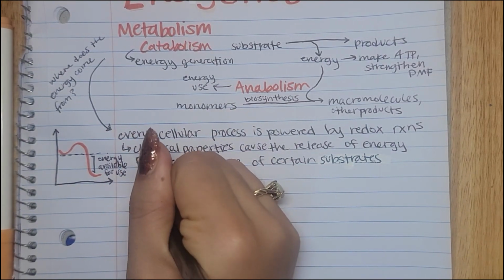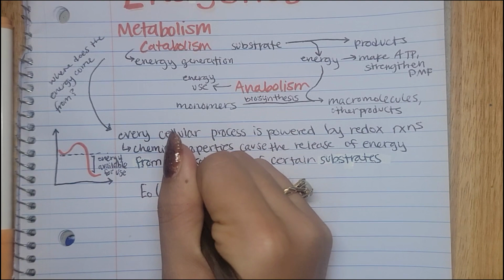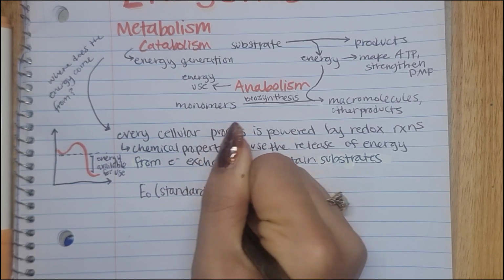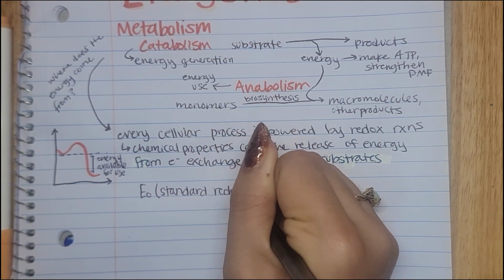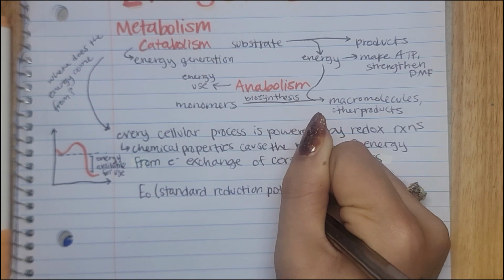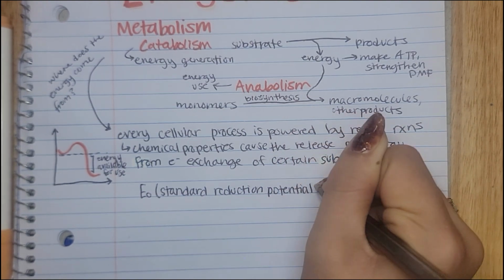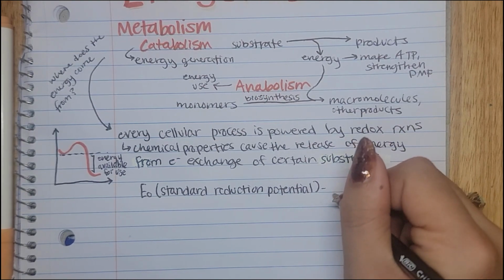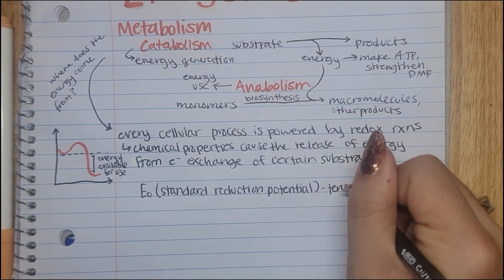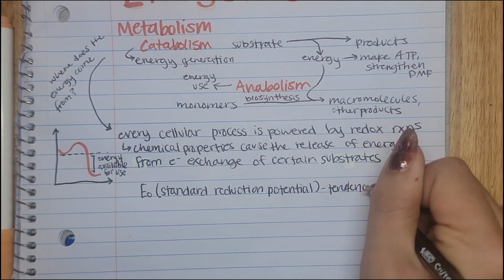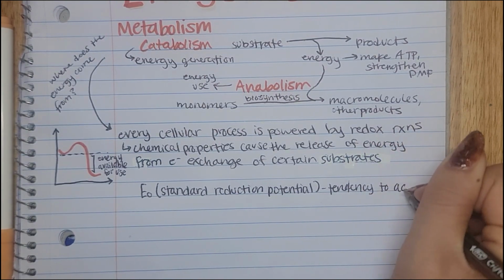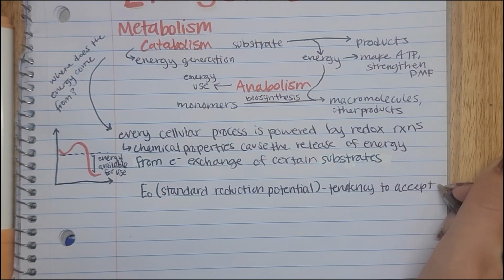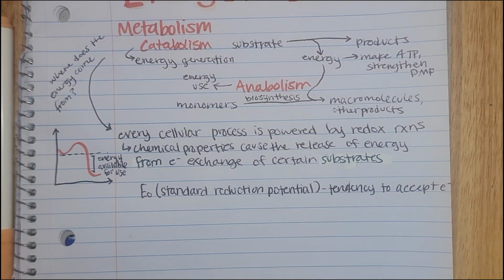So that's E naught, or the standard reduction potential. That is the value that represents how likely something is to be reduced. We can say this is the tendency to accept electrons, being reduced.